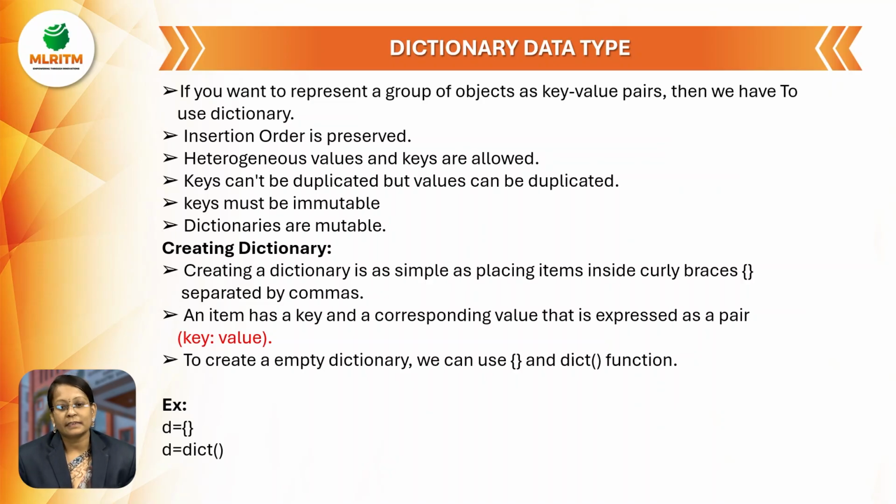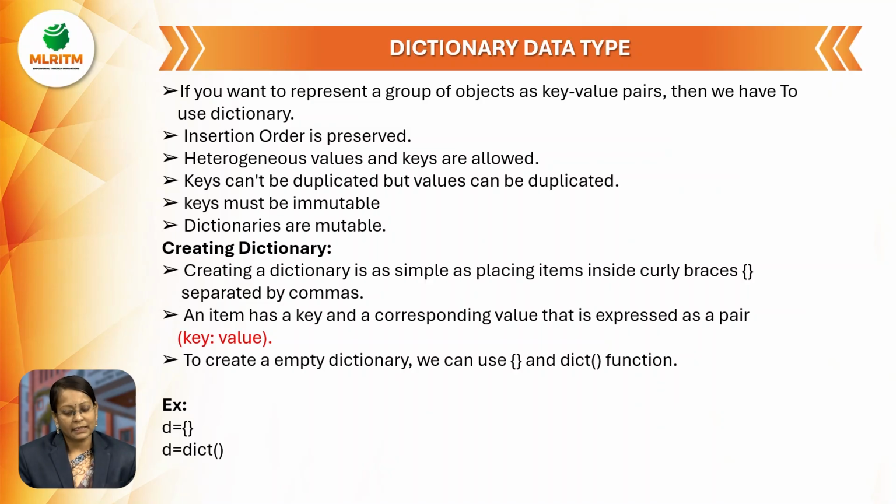If we want to represent a group of objects as key value pairs, then we have to use a dictionary. In a dictionary, the insertion order is preserved, and we access the elements by using the key. Heterogeneous values and keys are allowed. Keys cannot be duplicated, but values can be duplicated.